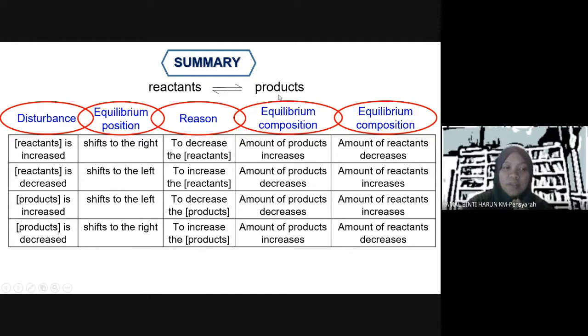Number 4 is the product is decreased. If the product decrease, then reactant will convert to product. That means reaction will shift to the right. Macam tu je.